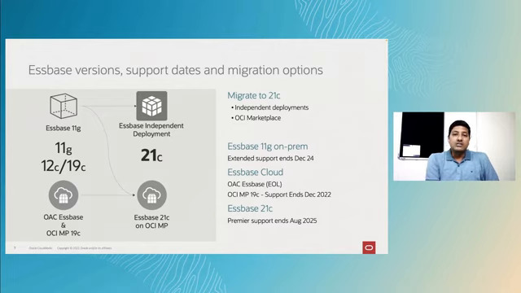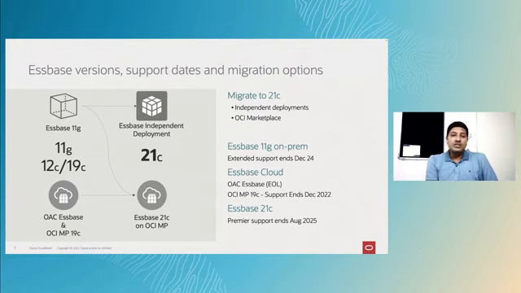Customers that are on OAC Essbase, either on the customer managed offering or the Oracle managed version, should plan to move to 21C on the cloud. OAC Essbase is already end of life, and we no longer are offering any new instances of OAC Essbase. Customers that are running on 19C on OCI Marketplace should also plan and move to 21C on OCI Marketplace. Support for 19C ends December 2022.